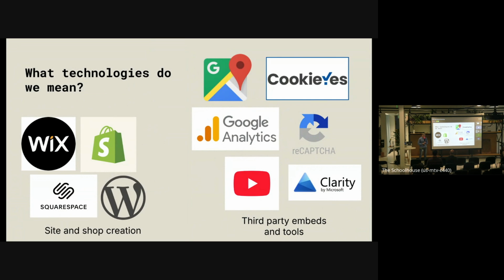So what do we mean by technologies? There's a lot that it could do, but I focused on 2 different types that I saw come up a lot as I did analysis. The first is site creation platforms, both shopping ones like Squarespace and Shopify, but also general ones like Wix and WordPress. And then on the other hand, third-party embeds and tools are something that's really, really common that I think we don't talk enough about. This is like one little script that you put on your page. Maybe it gives you a cookie prompt, maybe it embeds a map or a video, or maybe it's just an analytics script. Those are some examples of third-party embeds.